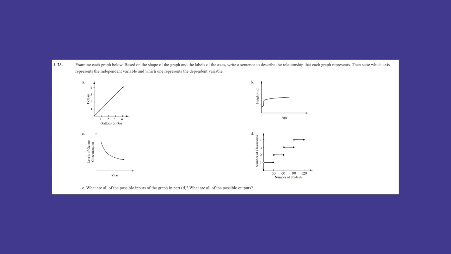So as I go through this, I'm going to actually not be doing a lot of writing, but we're going to talk about each scenario. So we're going to start with A. This one looks like the more gallons of gas you buy, the more dollars you spend. Pretty easy to say that independent is gallons, and dependent is the amount of money you spend.